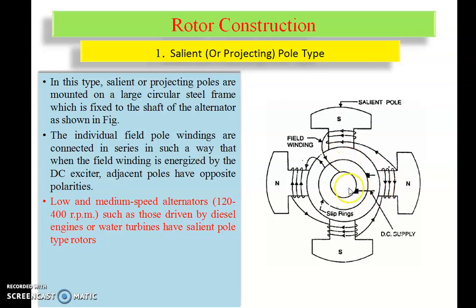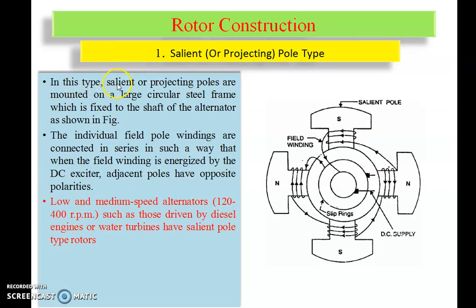Here these two are the brushes, or simply called slip rings, through which we are providing the DC supply. And through the brushes, this field winding we are mounting on each pole of the salient pole rotor. So this is N pole, S pole, N pole, S pole, and these are nothing but the field poles.